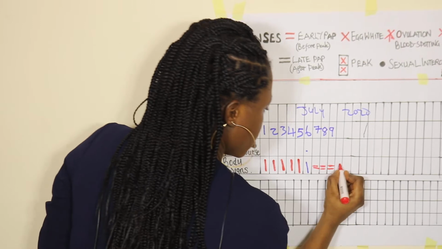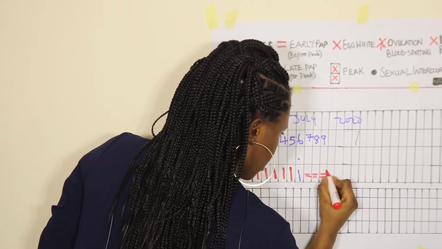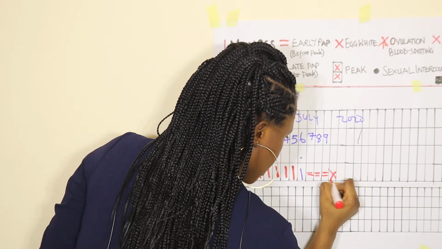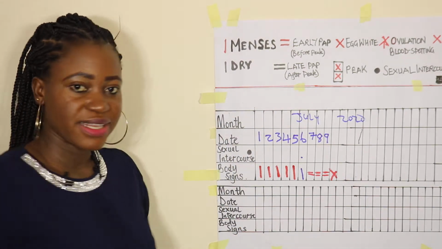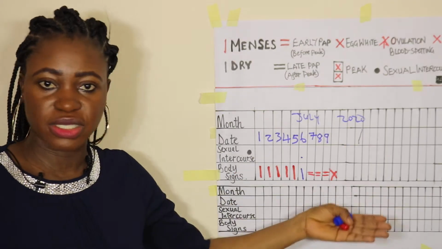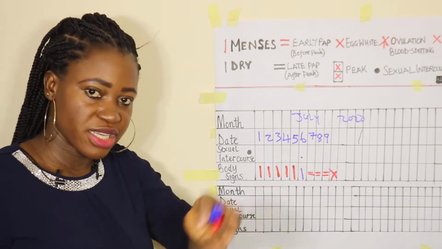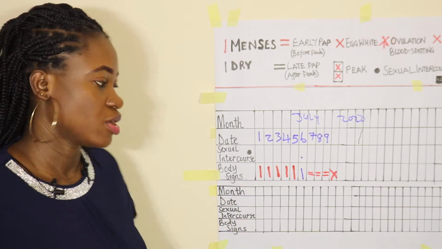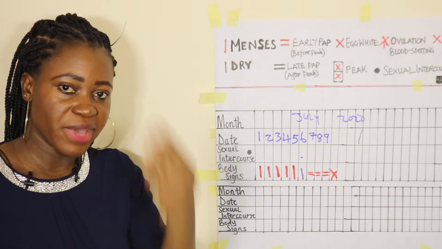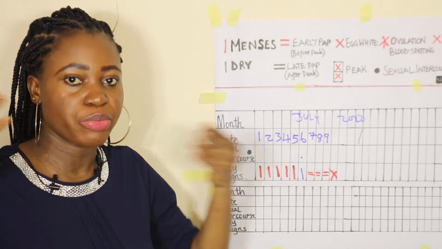So she marked her X. So this lady is trying to conceive. She doesn't mind the sex of the child. It could be any child. It could be a boy, it could be a girl. Her major concern is she wants to be pregnant.